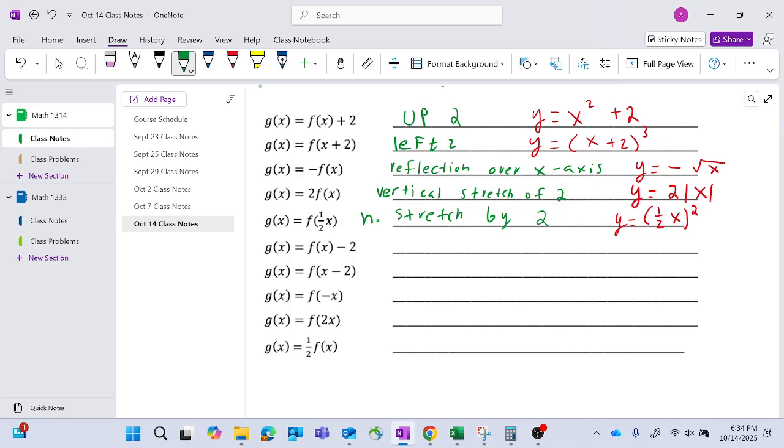Next one, f of x minus 2. That minus 2 tells me we're going down 2. It's the same place as that k. An example could be something like y equals x squared minus 2. Right? You're subtracting the whole function, not the x itself, but the function itself. X squared minus 2.